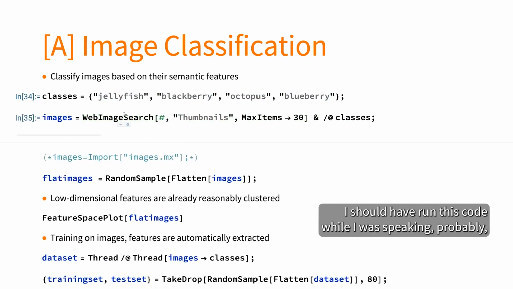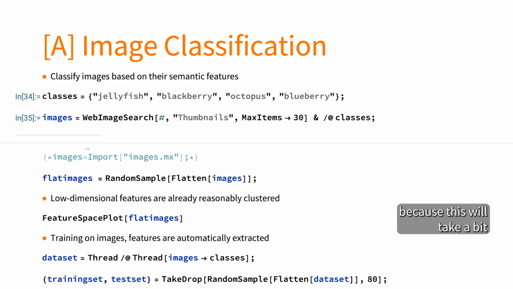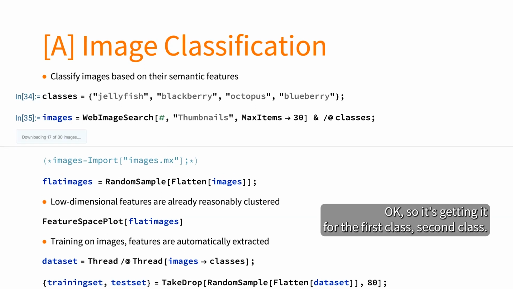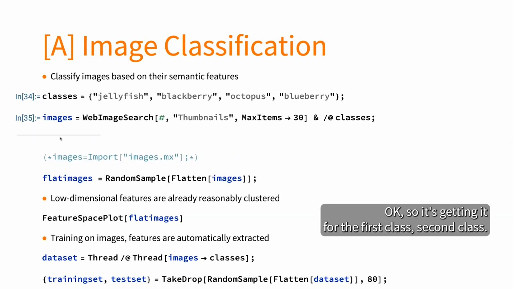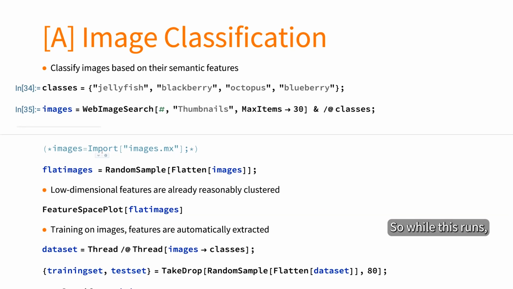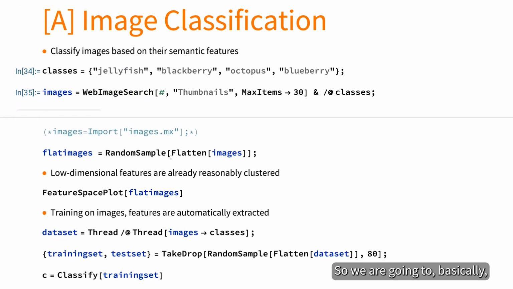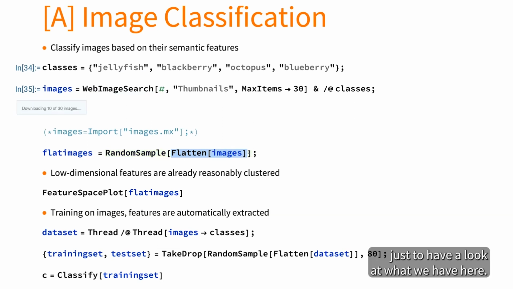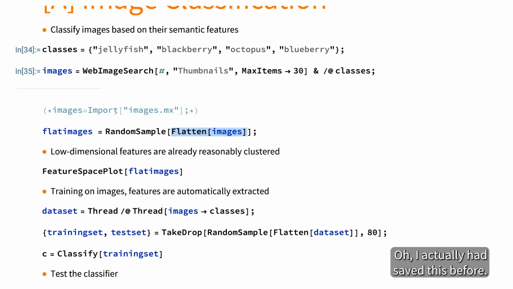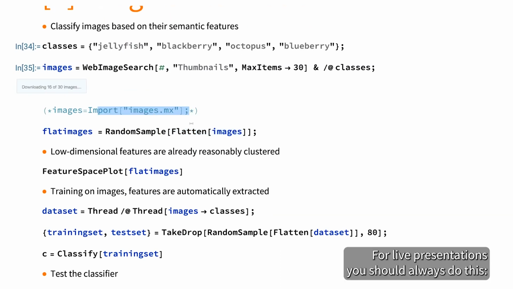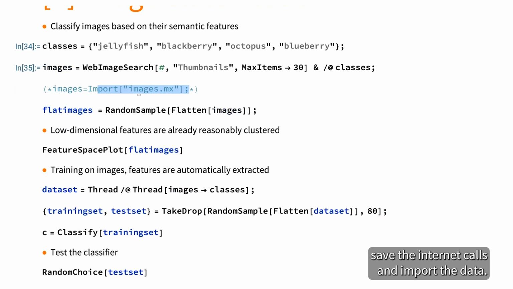I should have run this code while I was speaking, probably, because this will take a bit to run the search and download the images. Okay, so it's getting it for the first class, second class. While this runs, we can have a look at what we are going to do. Oh, I actually had saved this before. It's okay for live presentations. You should always do this: save the internet calls and import the data.